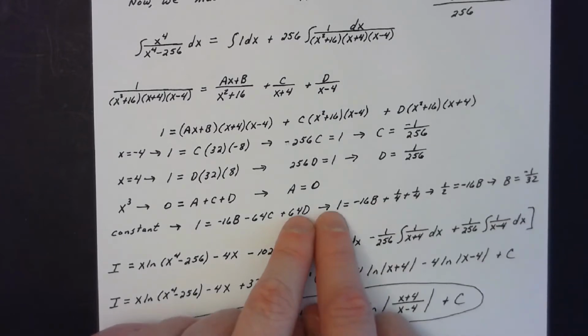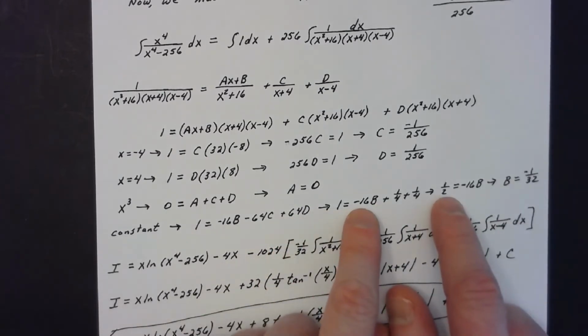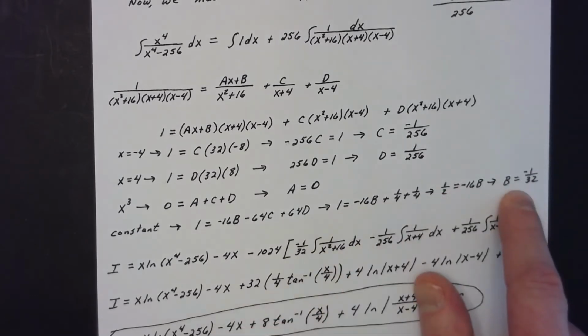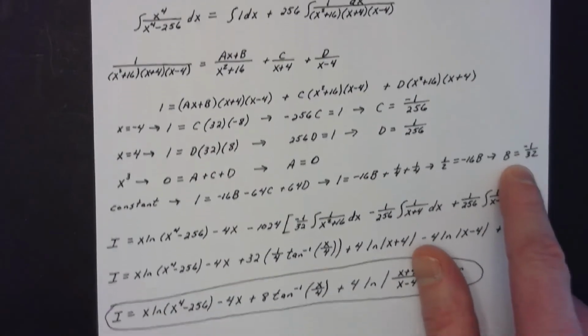I subtracted 1/2 on each side, and that led me to say 1/2 is equal to -16b. Thus, when you divide by -16, you get b equal to -1/32.